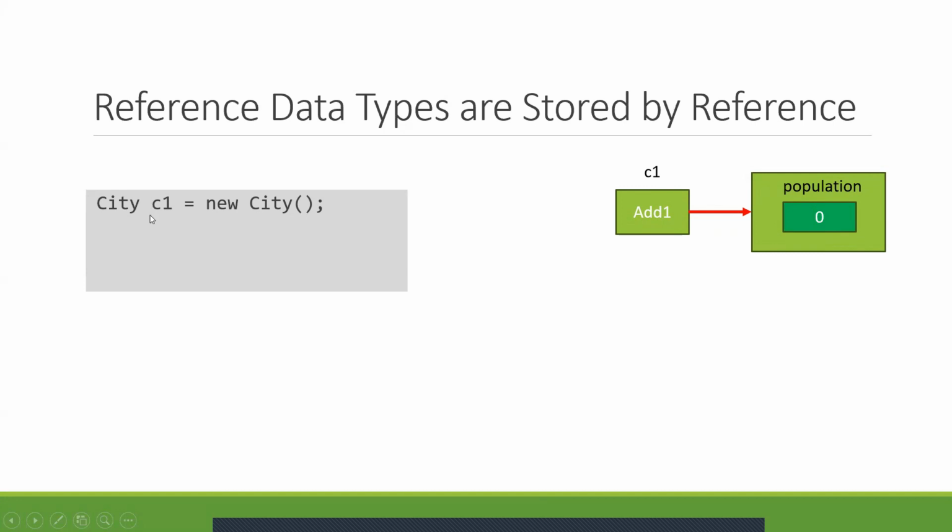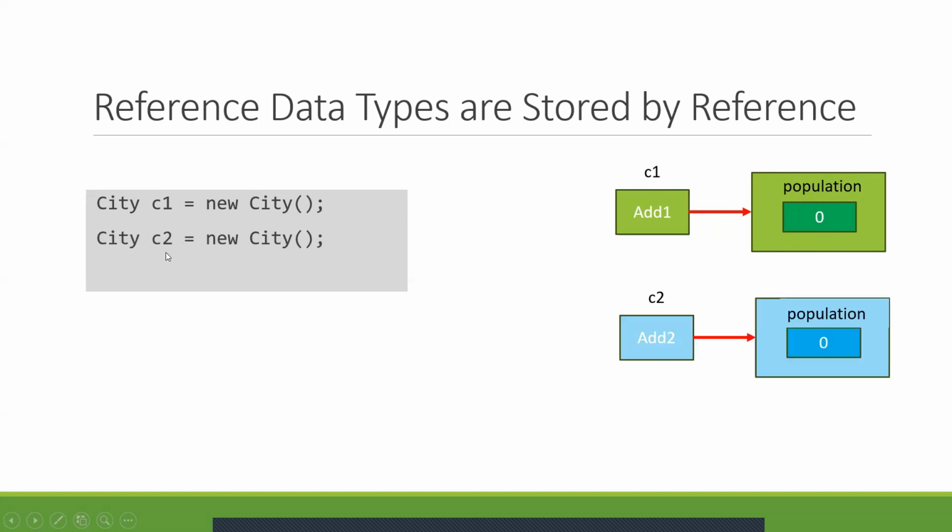So I have made a new variable C1 of type city. C1 is a variable which holds the address where the population variable is present. Whenever we make a new object, the initial values default to 0. So for population, which may be of type int or long, the default value would be 0. Now, if we make another object C2 of type city, the same thing happens. C2 stores the address where its own new instance variable population is stored. This is a different memory address.